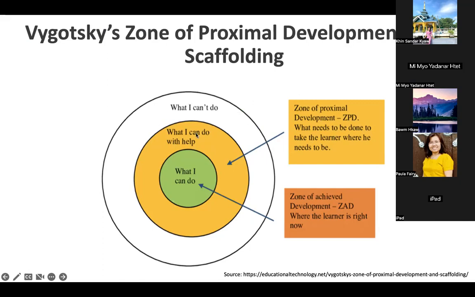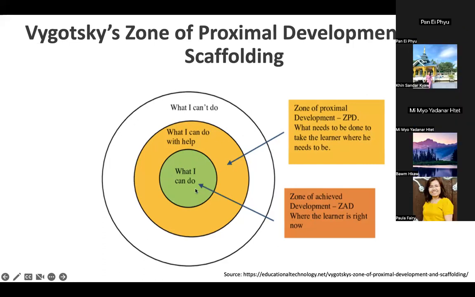So look at this one. Here is the place where the zone of proximal development is happening. Without the help of the teacher, students cannot accomplish this task. Students cannot accomplish the tasks that the teacher has created. So this is about the zone of proximal development. But scaffolding is more than that. Okay, so here is the green area. This is where scaffolding is happening.